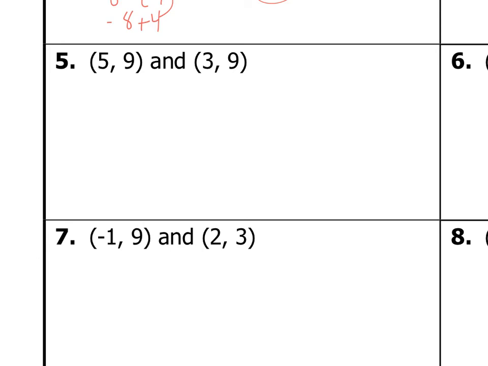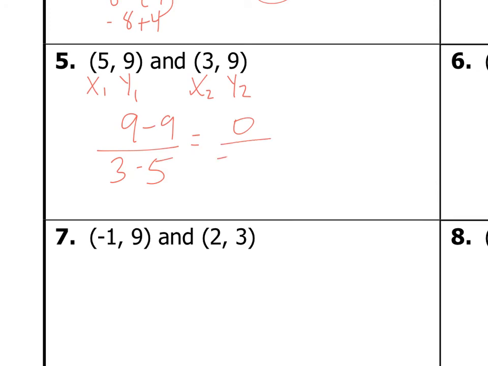Okay, number 5. Again, it's a silly habit, but until you get used to it, just label these out. We're going to end up with 9 minus 9, those are y2 minus y1, and x2 minus x1, 3 minus 5. Okay, if you get a 0, just double check, make sure your arithmetic's right. Here I do believe 9 minus 9 is 0.